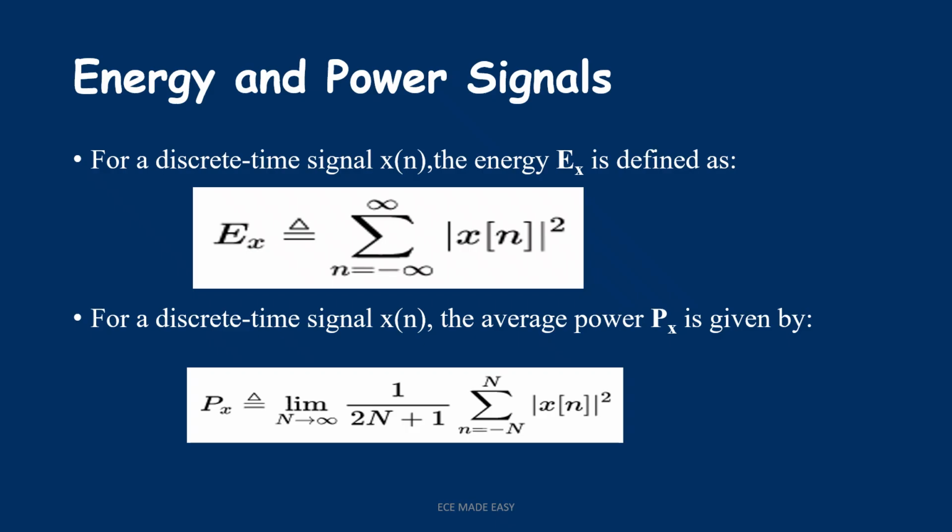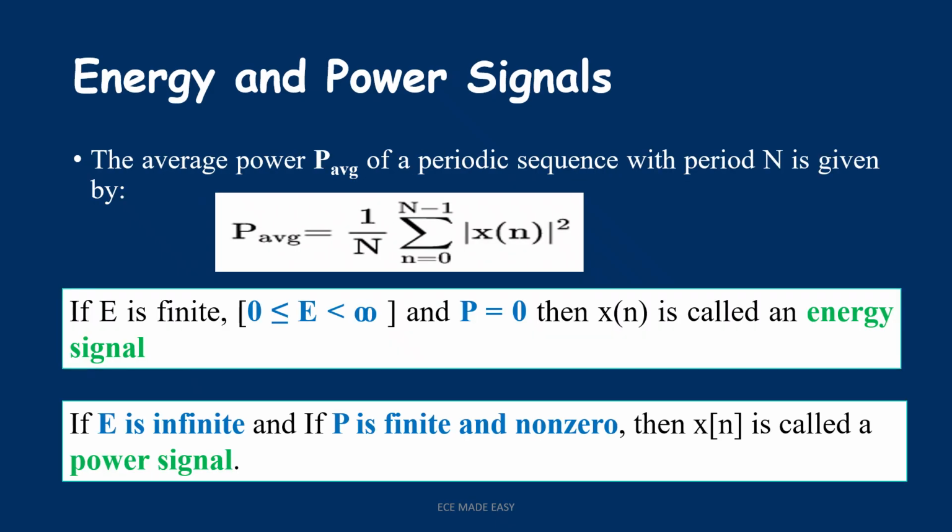Similarly, a discrete signal x of n is said to be a power signal if the power content is finite and the power is calculated using the formula limit n tends to infinity 1 divided by 2n plus 1 summation n equal to minus n to plus n of mod of x of n square. Now here 2n plus 1 denotes minus n samples on the left side plus n samples on the right side and the 0th sample. Hence the total number of samples is 2n plus 1. That's why it is there in this formula.